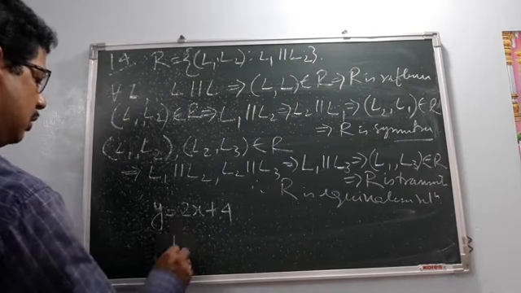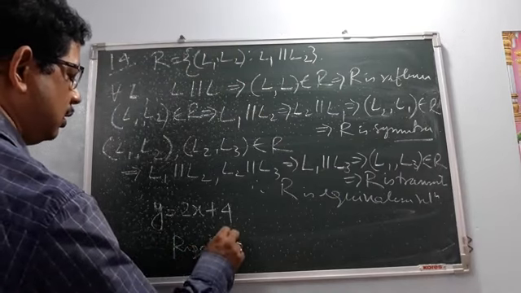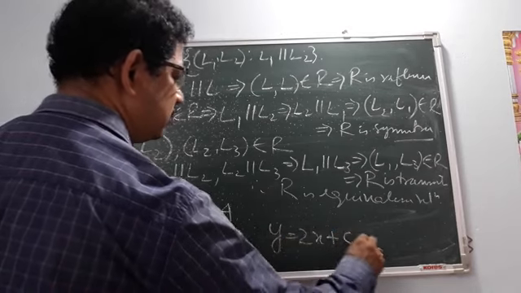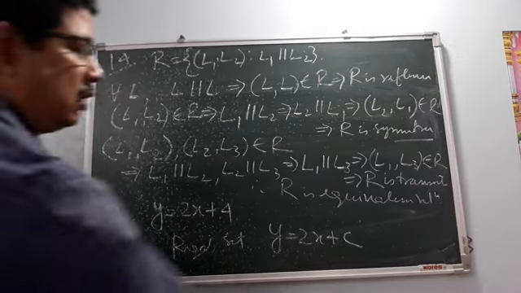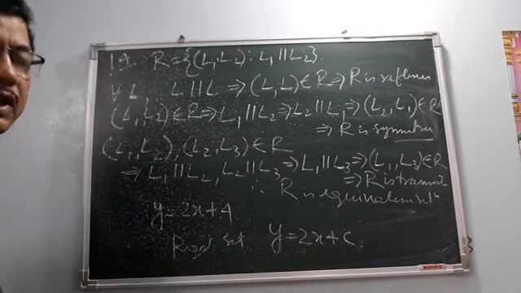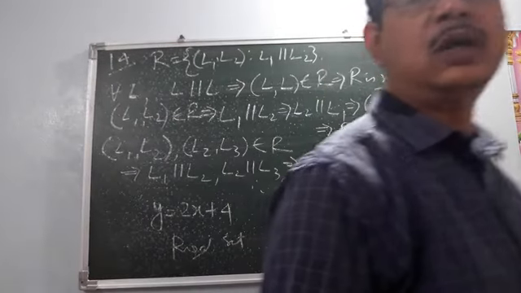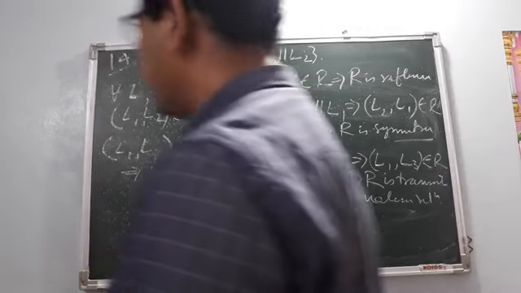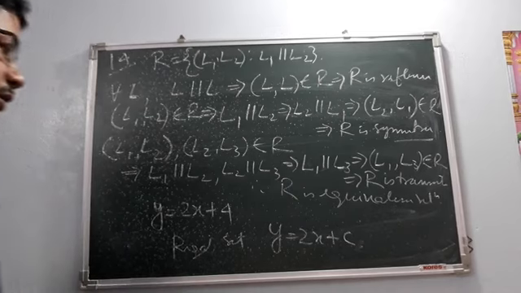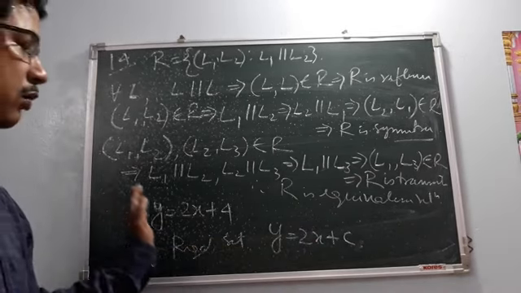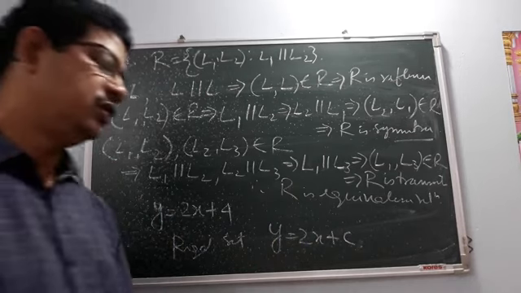So the required set will be what? If we write y is equal to 2x plus c, instead of 4, that is, we have written an arbitrary constant c, that is, the slope is the same, then this can be called our arbitrary solution. This is an arbitrary number, the y-intercept. So this will give the total number of lines which are parallel to this one.